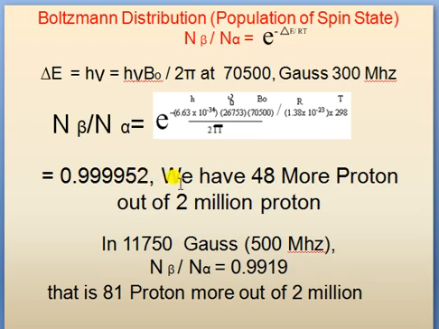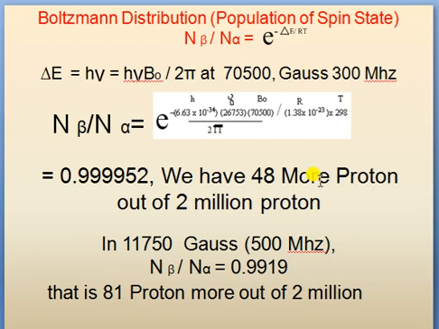If we take 2 million protons, that is 20 lakh protons, the difference between the alpha state and beta state, the lower energy state and upper energy state, is only 48 at 300 megahertz. So the energy absorbed, for a particular peak, comes from only 48 protons. We are discussing the same type of proton, meaning the same peak.